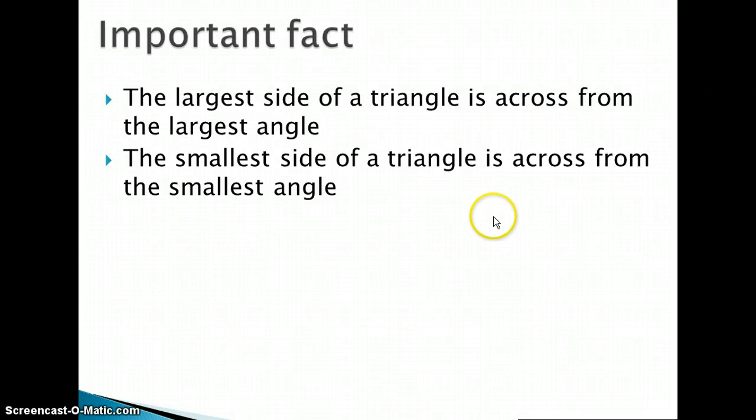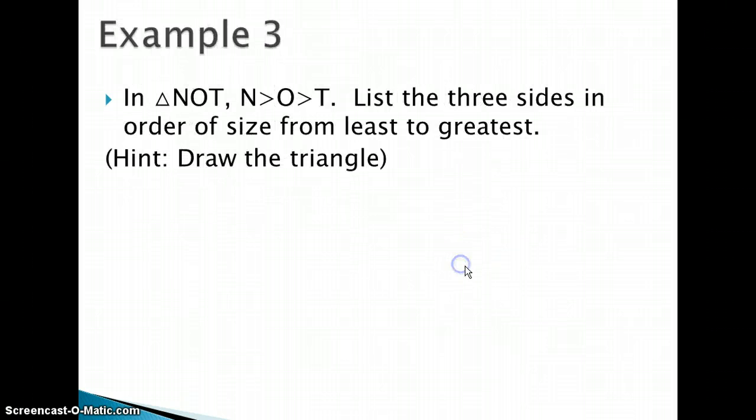Here's an important little tidbit. The largest side of a triangle is always across from the largest angle. Think about a right triangle. The largest angle is the right angle, and the largest side is the hypotenuse. The smallest side of a triangle is across from the smallest angle, and the middle side is across from the middle angle. So in this example, we've got triangle NOT. We know that angle N is bigger than angle O is bigger than angle T. We want to list the three sides in order of size from least to greatest.